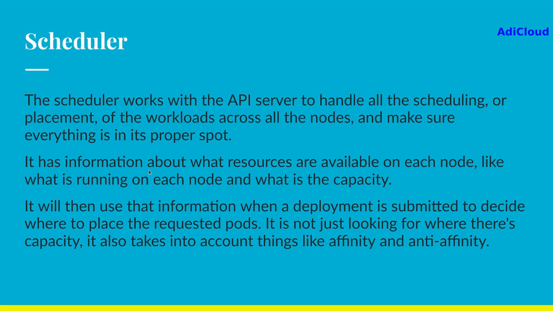It has the information about what resources are available on each node, like what is running on each node and what the capacity is. So based on that, it will find a suitable place, on which node, for your pod to be deployed. It will then use the information when a deployment is submitted to decide where to place the requested pods. It is not just looking for where there is capacity, it also takes into account things like affinity and anti-affinity as well. So this is what the scheduler is doing.